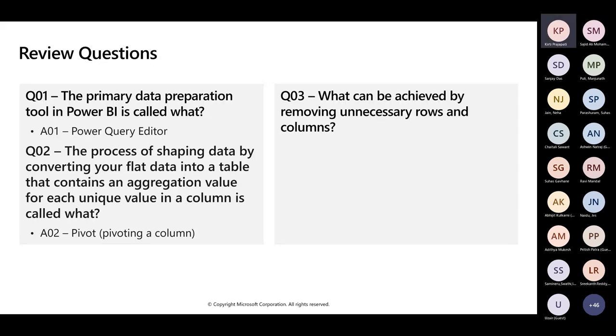And the third question is, what can be achieved by removing unnecessary rows and columns? This is most important to understand from the end user perspective. End users are not interested in seeing all columns and rows. They are only interested in what they are associated with. So this is the most important thing: as a data analyst or Power Platform consultant working with Power BI reports, they should know what to exclude, what to add, and how to represent it to the end users.